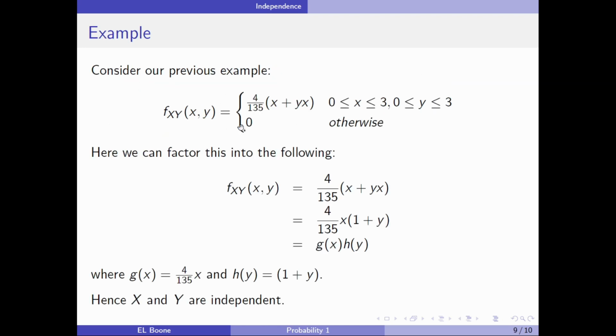We had this as our previous example: 4 over 135 times the quantity x times the quantity 1 plus y. Can we factor this? Yes, we can. If I just move things around and factor this x out, I get 4 over 135 x, which is a nice little function of only x, and then 1 plus y, which is only a function of y. So I get g of x times h of y, where g of x is 4 over 135 x and h of y is 1 plus y. So X and Y are independent.